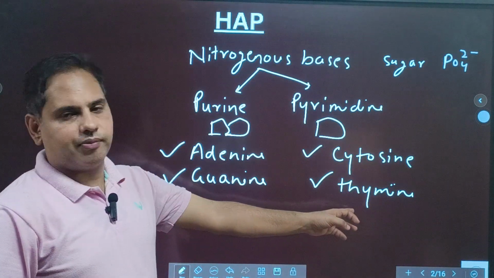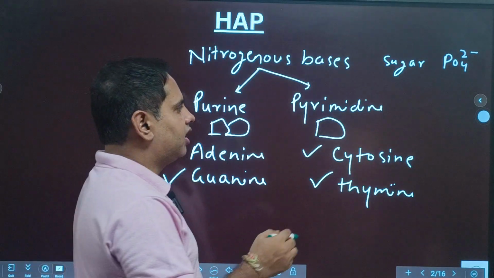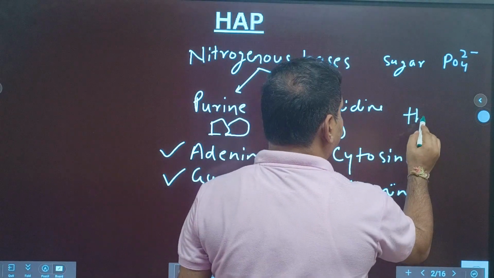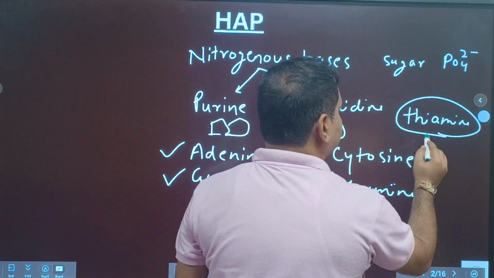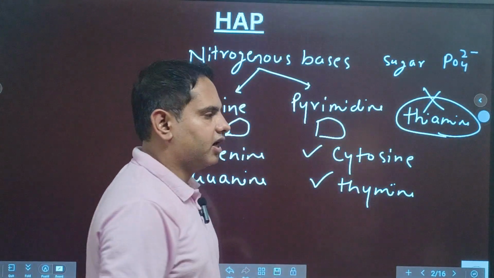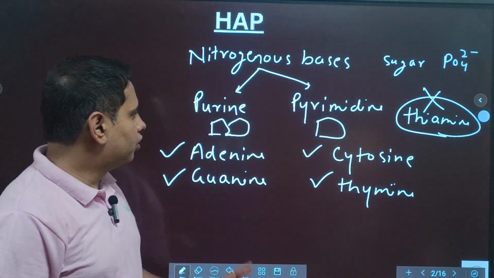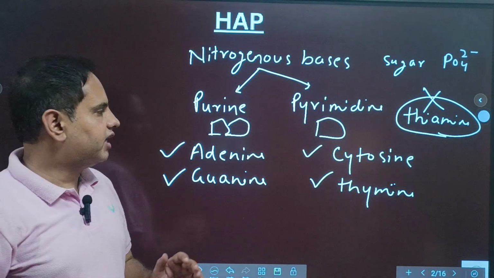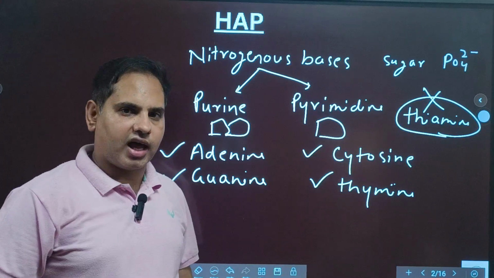Here you have to give attention to the word thymine, THY you have to write. Otherwise if you write THIAMINE, तो thiamine का मतलब होता है vitamin. So it's a vitamin, right? So you have to write THYMINE. So these are the nitrogenous bases in the DNA: in purine, adenine, guanine, and in pyrimidine, cytosine and thymine.